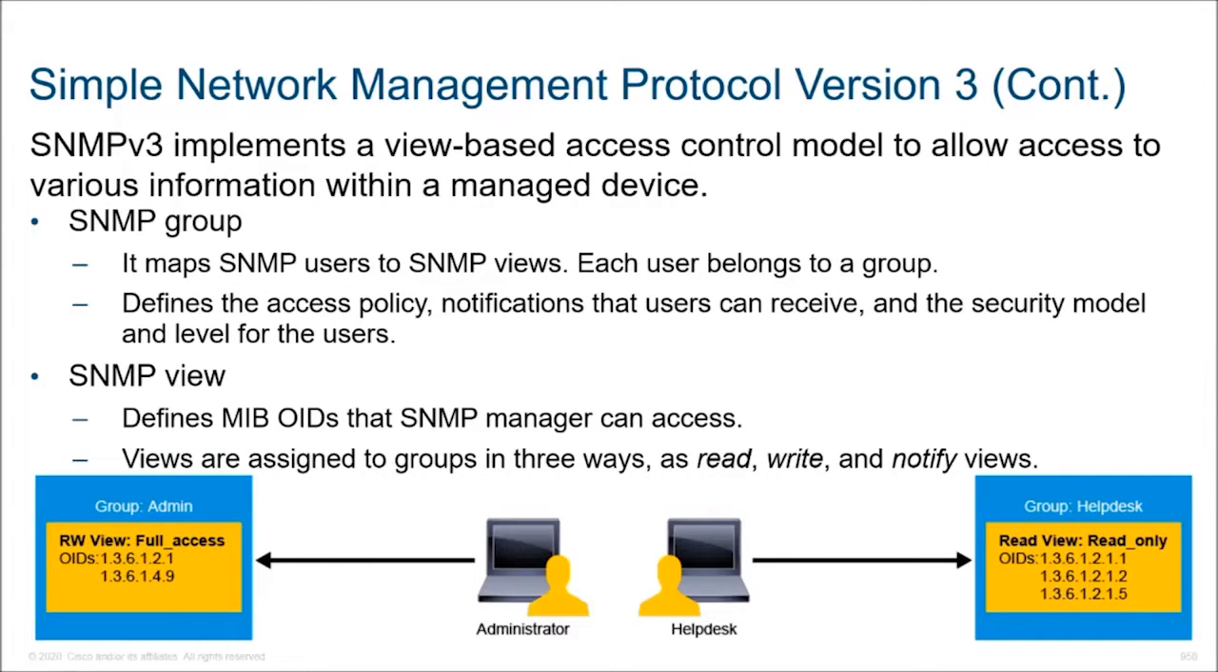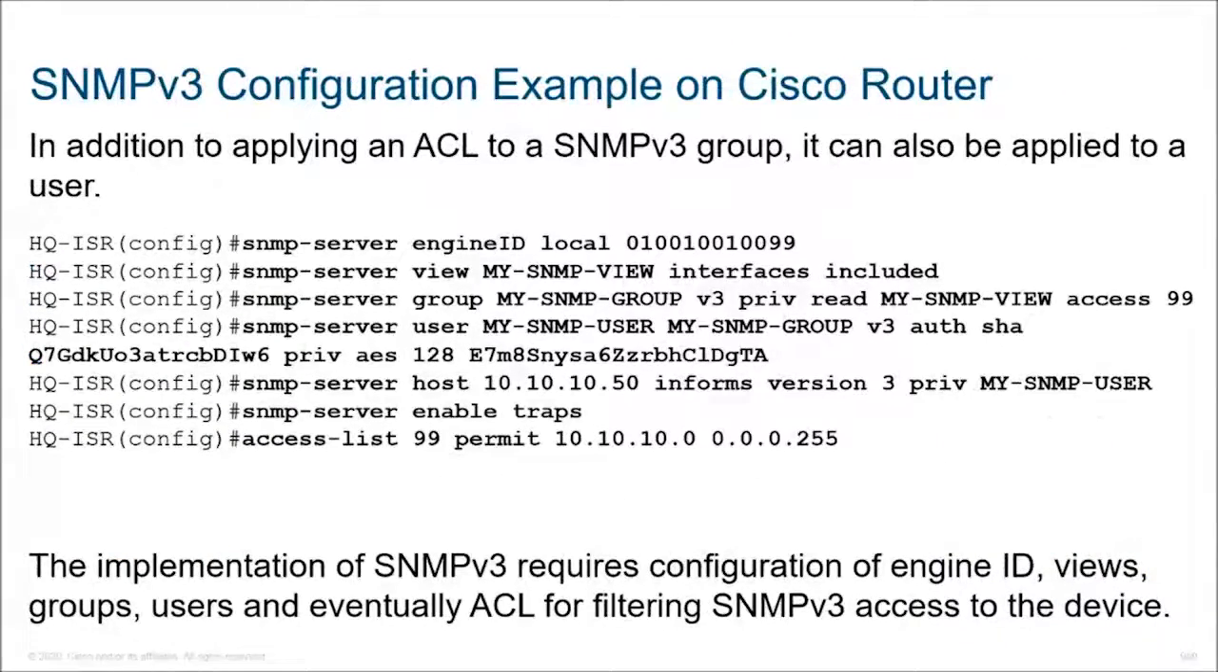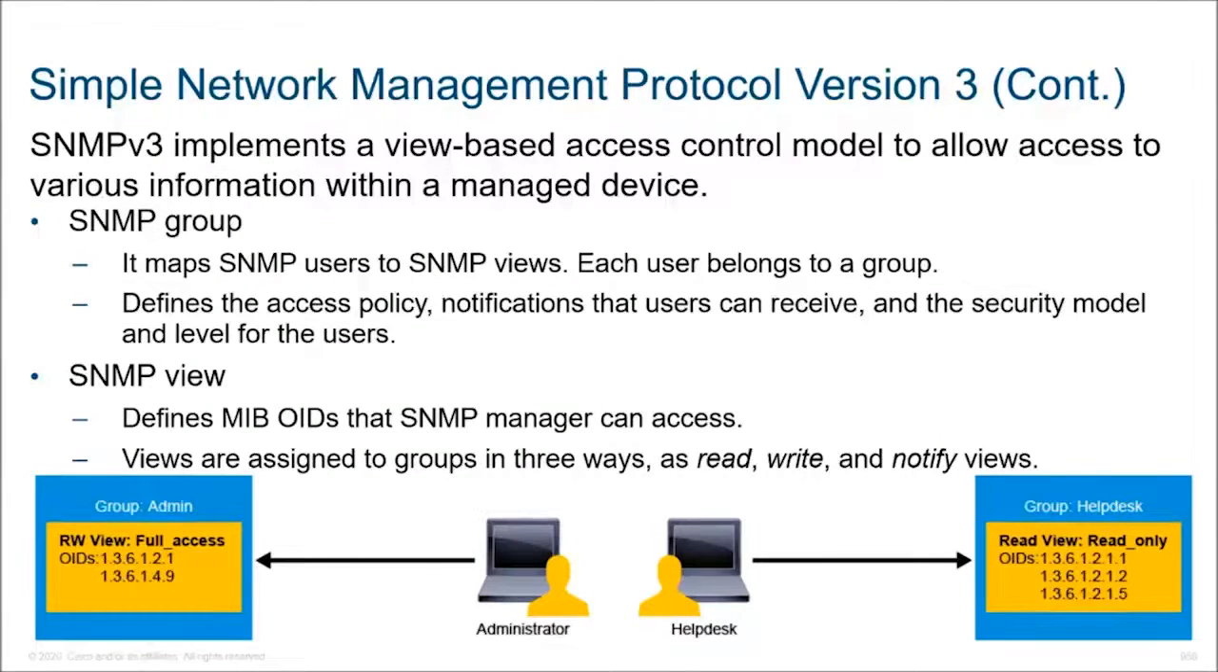So we'll bounce back and forth between this slide and the configuration slide because it's easier to understand each of these steps if you aren't already familiar with them by going back and forth. Generally, what we're going to do is first set up a group. That's going to map the SNMP users to the SNMP views. So we have the read, the write, and the notify views.